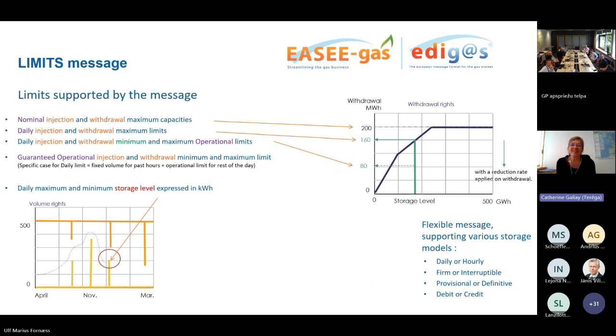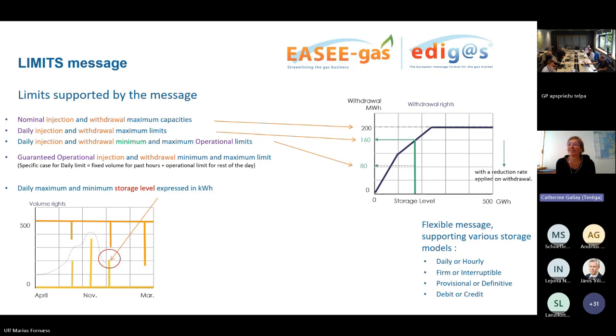Okay. So this limit message has been created to provide the limit of a shipper for injection, withdrawal, and also for volumes. I hope this slide is not too complicated. I will explain. The first set of limiters are the nominal injection and withdrawal maximum capacities. It is the maximum capacity of gas that the customer can inject or withdraw. It's equal to the units described under the contract. For example, here it's 200 megawatt per day.